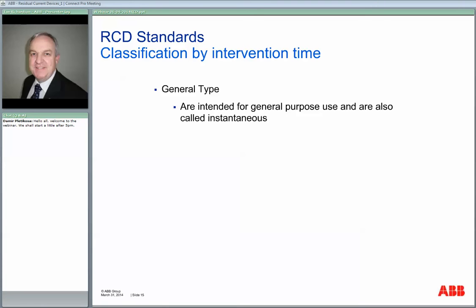A Type A may overcome it. It's hard to be more specific than that. The Type Bs, obviously, because of the technology in them, there is a cost associated with them.